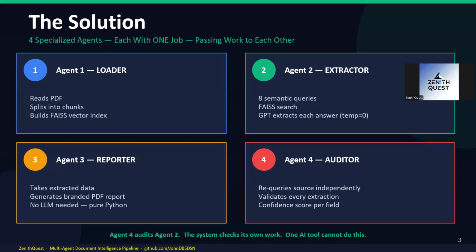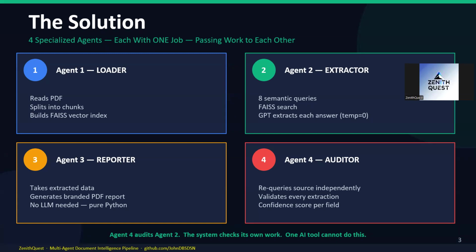So here's the solution, and what makes this different from just asking ChatGPT or Claude to read a contract. I built four specialist agents, each with one job. Agent 1 reads and indexes the document. Agent 2 extracts the answers. Agent 3 generates the report. And Agent 4, this is the key, independently checks every extraction against the source. The system audits its own work. One AI tool cannot do this.